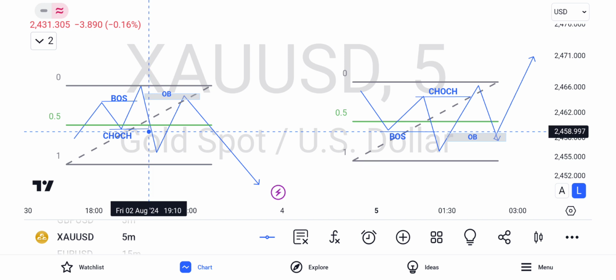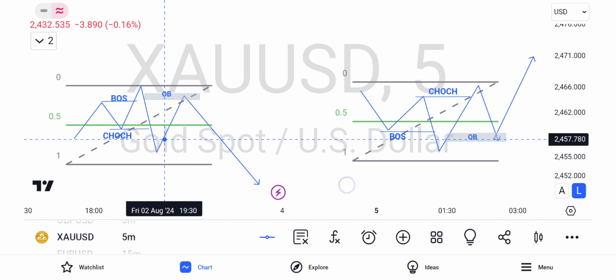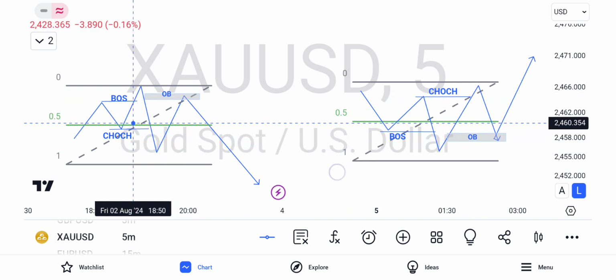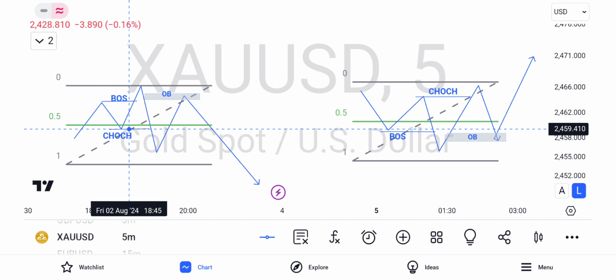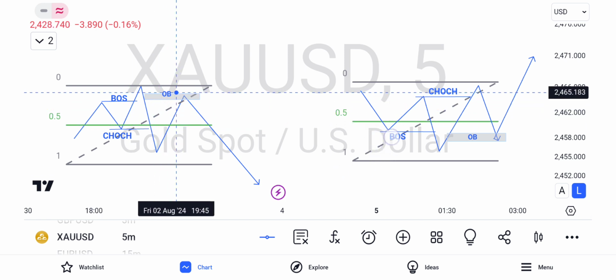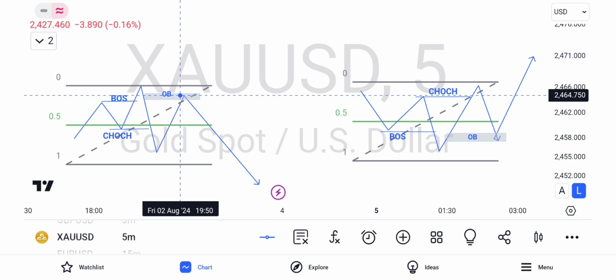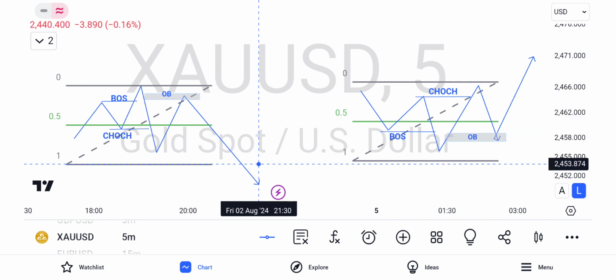Then you can still go down to a lower time frame, especially if you did not see a retracement into an order block. You can go back to a lower time frame to check for a retracement to an order block, and then trade downwards.